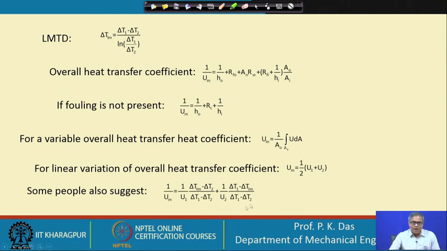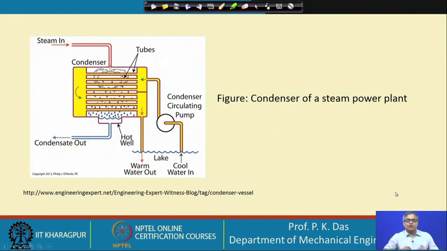I am giving two formulas which are not very unique, but one can use them if there is variation of the overall heat transfer coefficient. If there is a linear variation of the overall heat transfer coefficient, obviously knowing U at the inlet and outlet, and averaging, we can get it. If 1 by Um and delta T are linear, then one can use this kind of formula. All these are good if U does not vary drastically over the length. If it varies very largely over the length, then of course we cannot do anything.